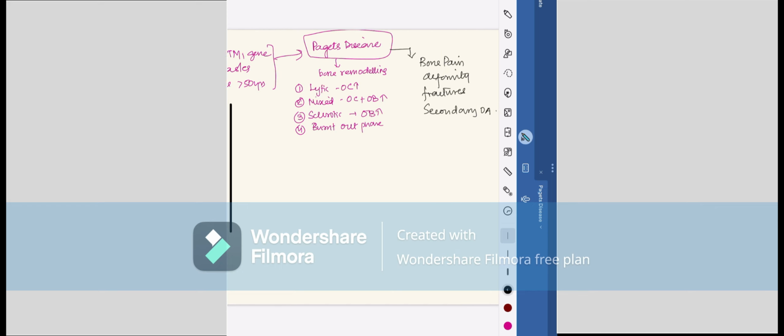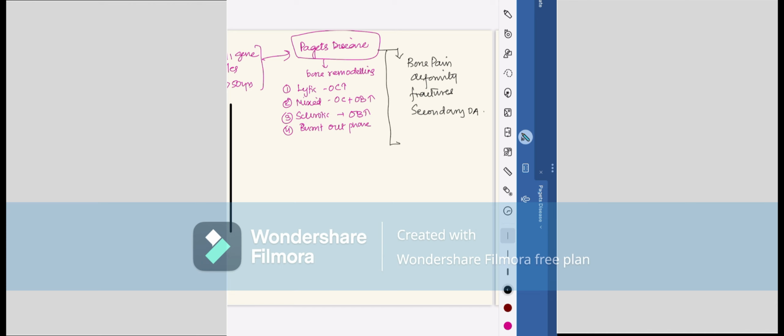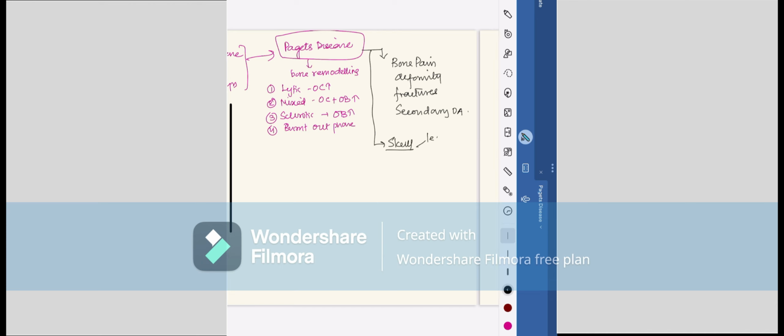Then we see each system by system. If you think about the skull, there is leonine facies, the moth-eaten appearance or osteoporosis circumscripta. Then there is prognathism. Then we have optic atrophy and hearing loss, Bell's palsy, hydrocephalus.